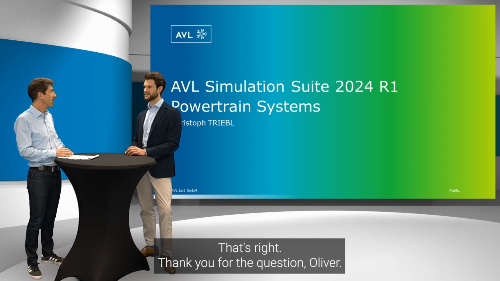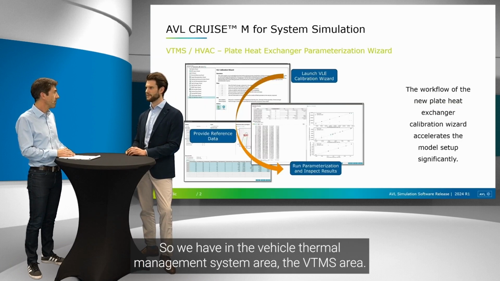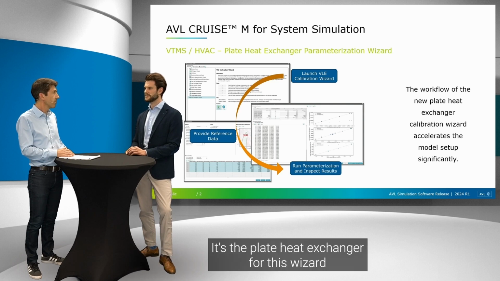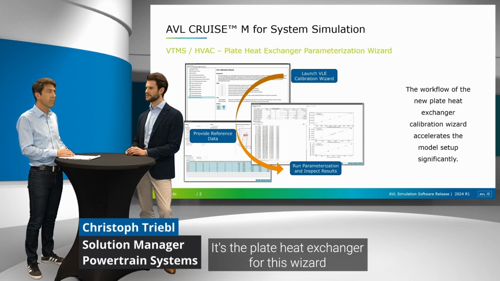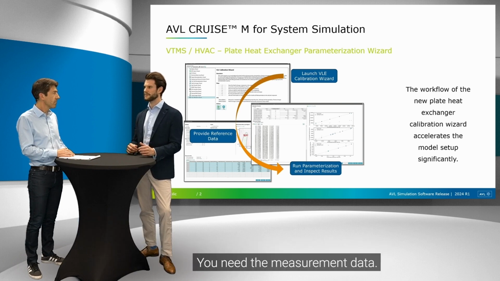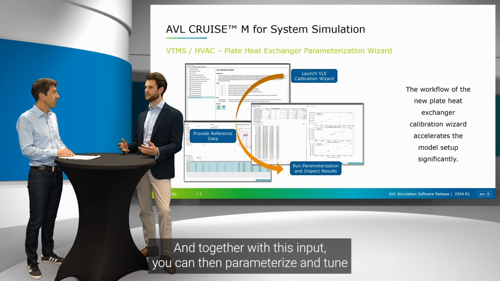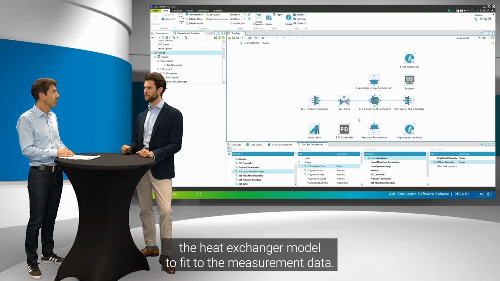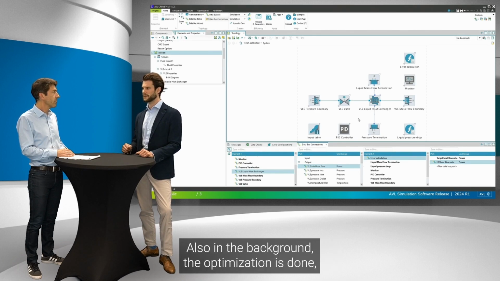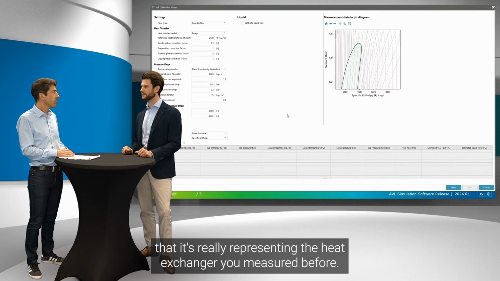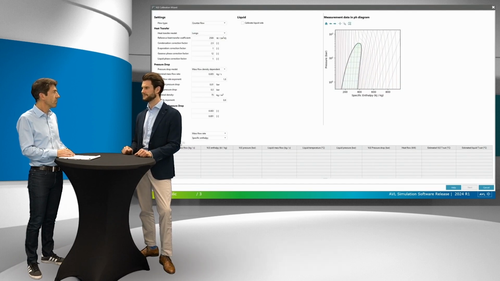That's right. Thank you for the question, Oliver. So in the Vehicle Thermal Management System area, the VTMS area, we have a new wizard for a heat exchanger. It's the plate heat exchanger. For this wizard, you only need some rough geometry input of the heat exchanger. You need the measurement data. And together with this input, you can then parameterize and tune the heat exchanger model to fit the measurement data. Also, in the background, an optimization is done so that it's really representing the heat exchanger you measured before.